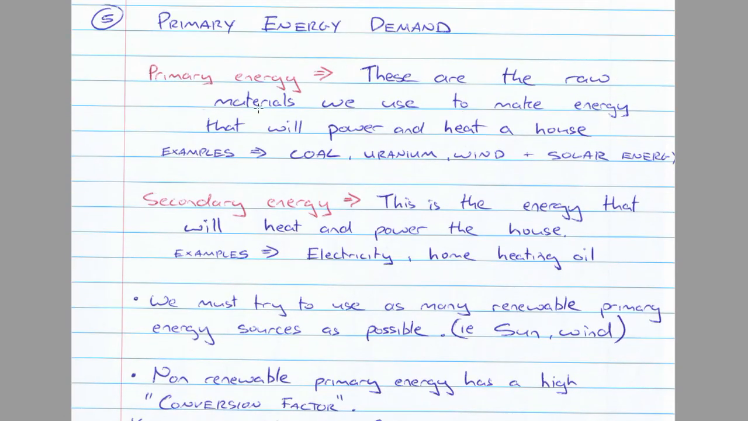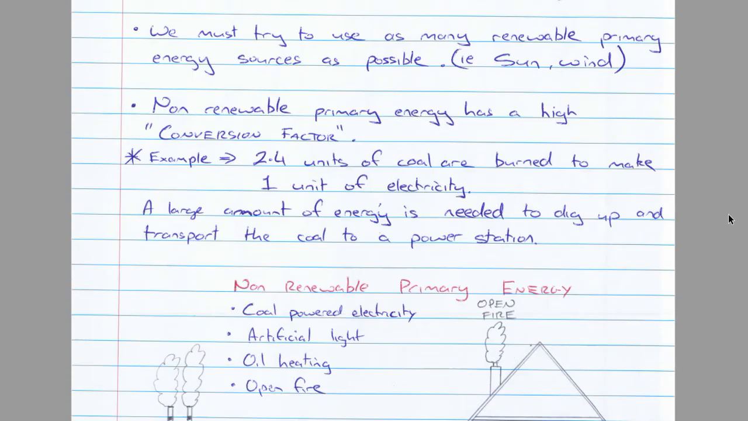You've got your energy demand, so you've got what's called primary energy demand and secondary energy demand. So primary energy demand is what the house runs on. So is it running on coal? Does it run on wind power? Does it run on peat? Does it run on oil or gas? Secondary then is how much the house itself will use. So in other words, the electricity and the home heating system.